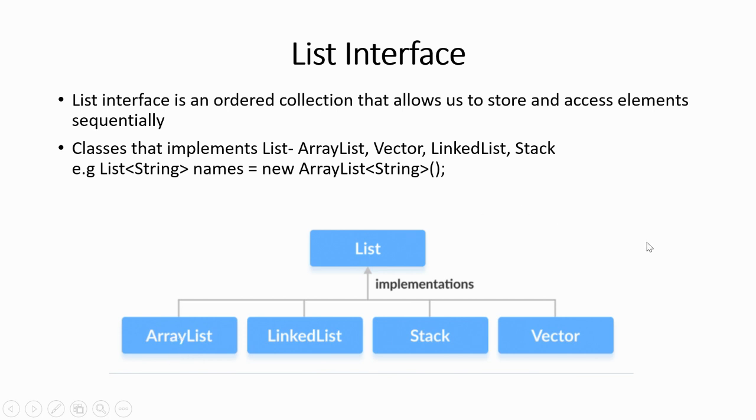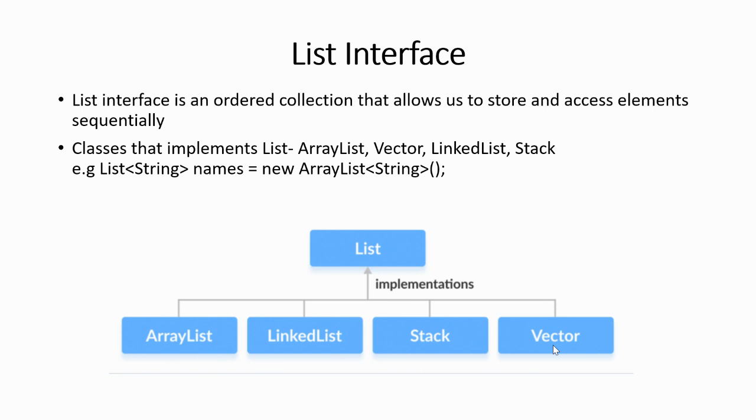ArrayList and Vector are very much similar, but Vector is thread safe. Every operation inside Vector is synchronized. That means there is a lock for each operation. If you want better performance, I suggest you use ArrayList over Vector.